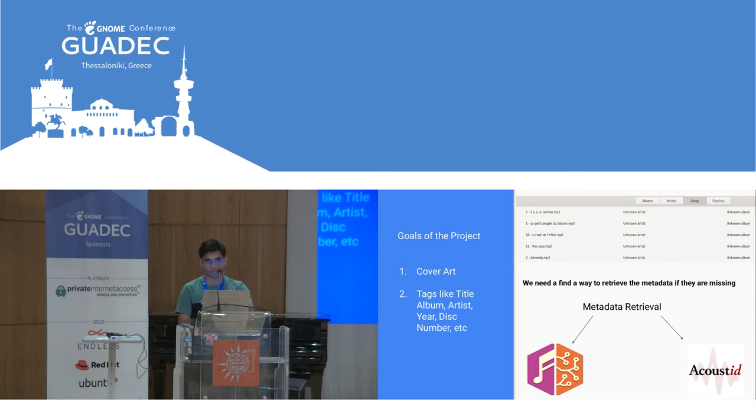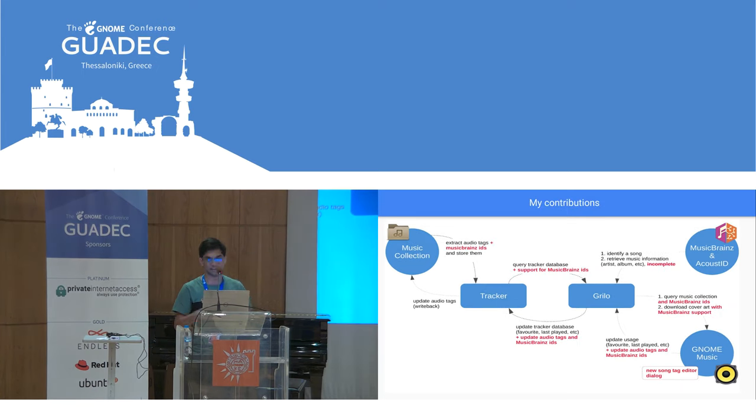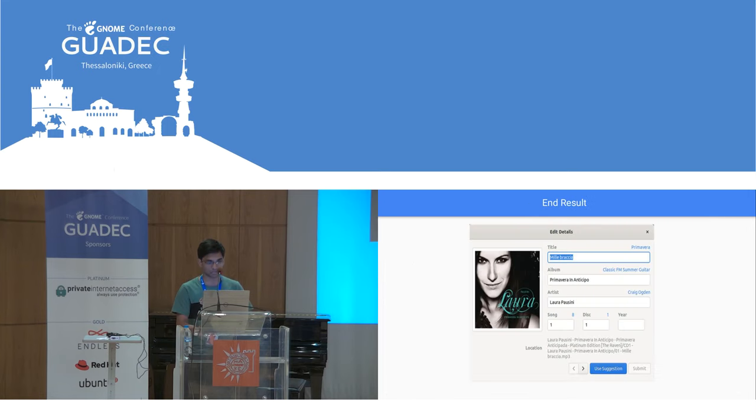To access MusicBrainz data, you need the MusicBrainz identifier. So in Tracker, I had to store the MusicBrainz identifier. In Tracker Miners, I had to retrieve the MusicBrainz identifier. And in Grilo plugins, I had to use those identifiers to retrieve metadata. So this was all the work that was done.